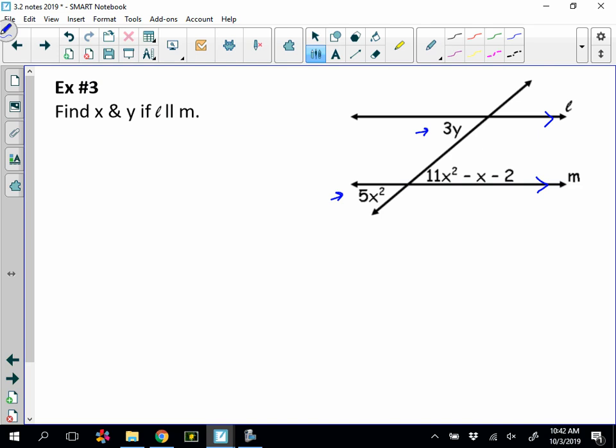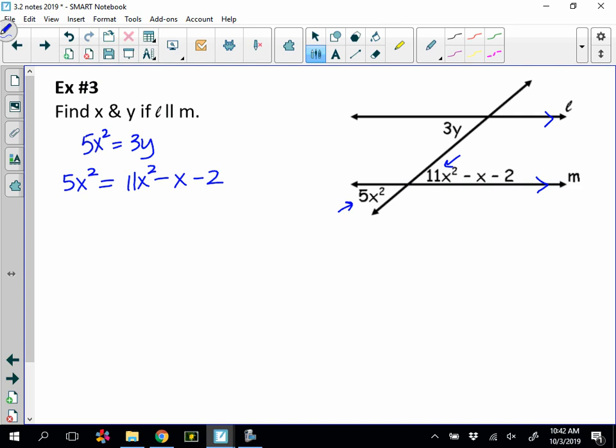So I know that 5x squared is equal to 3y, but I can't really do anything with that because there's two variables and only one equation. I also know that these two are vertical angles, and vertical angles are congruent. So I also know that 5x squared is equal to 11x squared minus x minus 2. And I see there's only one variable, so I can solve this.